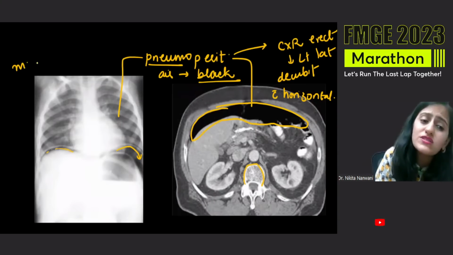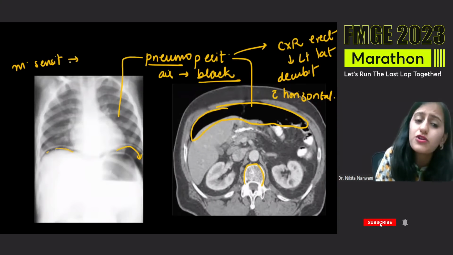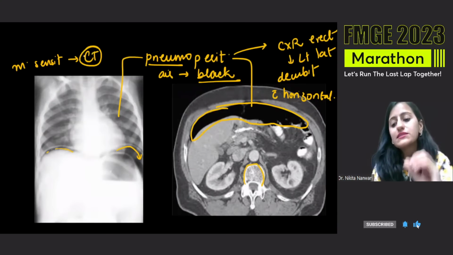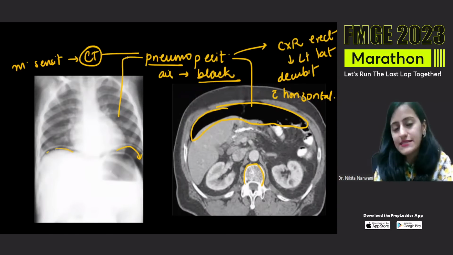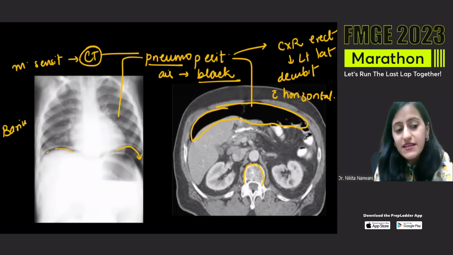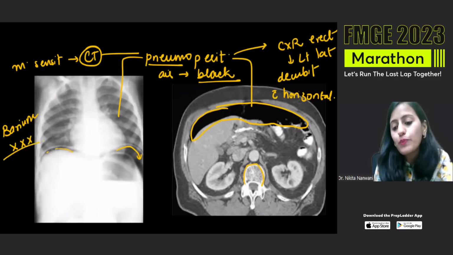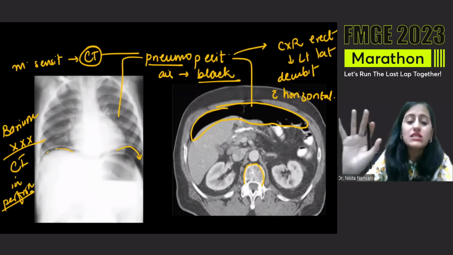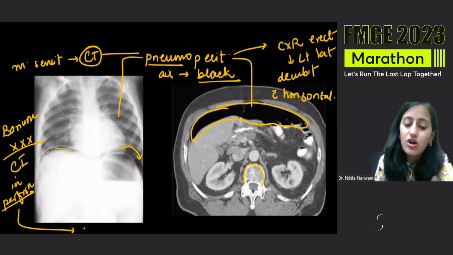What will be the most sensitive investigation for pneumoperitoneum? It's going to be CT because it is air containing. Air is CT. Should we do barium studies in these cases? No. Very, very important point. Remember that barium is contraindicated in perforation. In any perforation, barium is contraindicated.